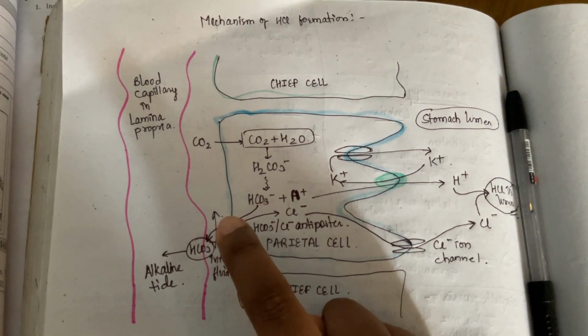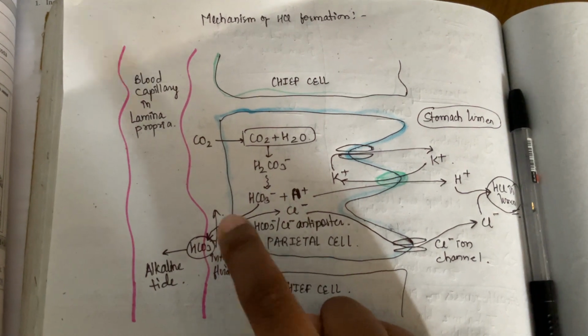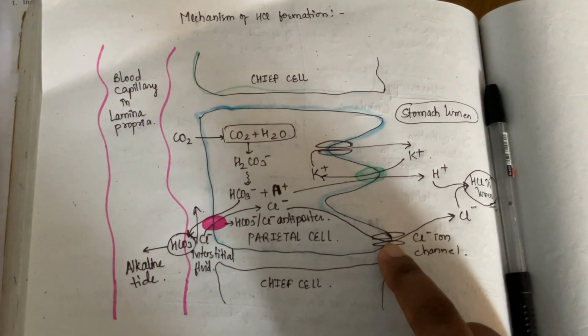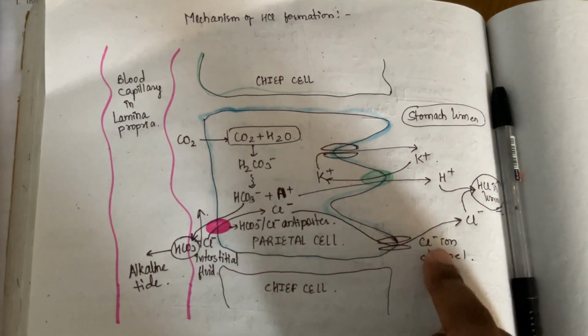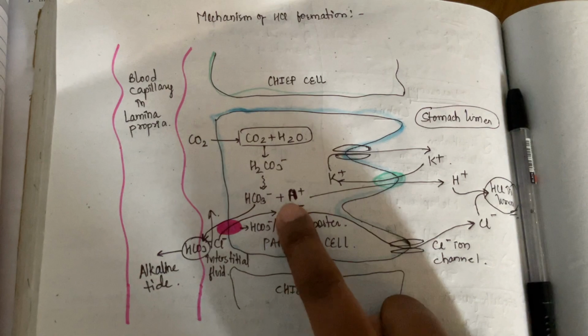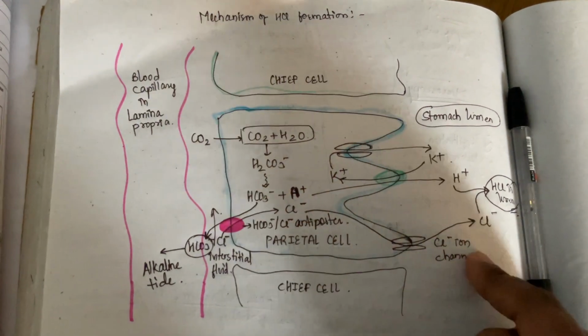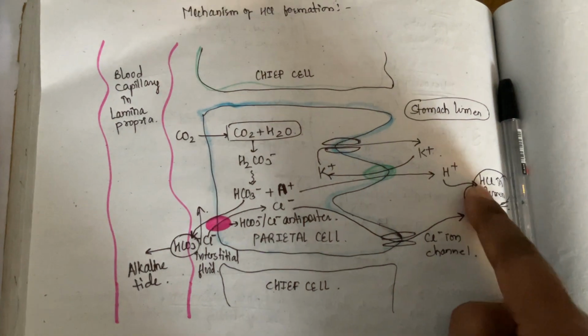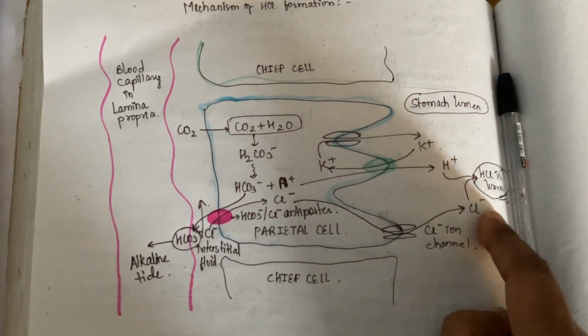And along with that, chloride ion enters inside, and this chloride ion is sent out through the parietal cell into the lumen through the chloride ion channel. So what happens is that the proton as well as chloride ions are pumped out into the lumen, and the proton and chloride over here form HCl in the lumen.